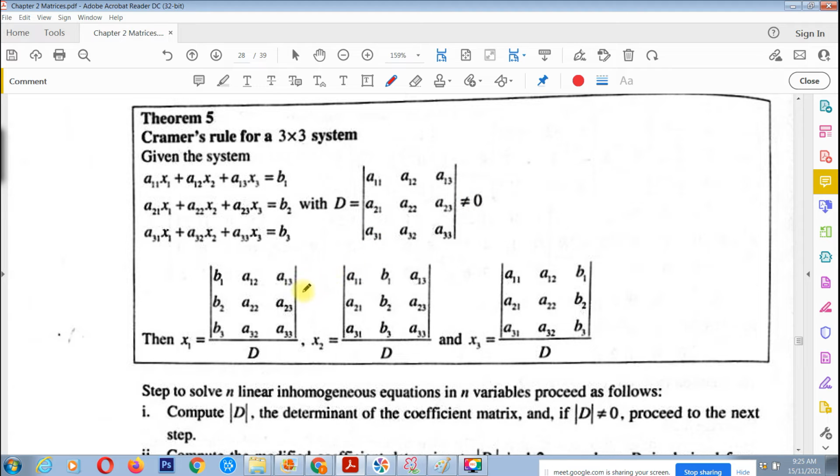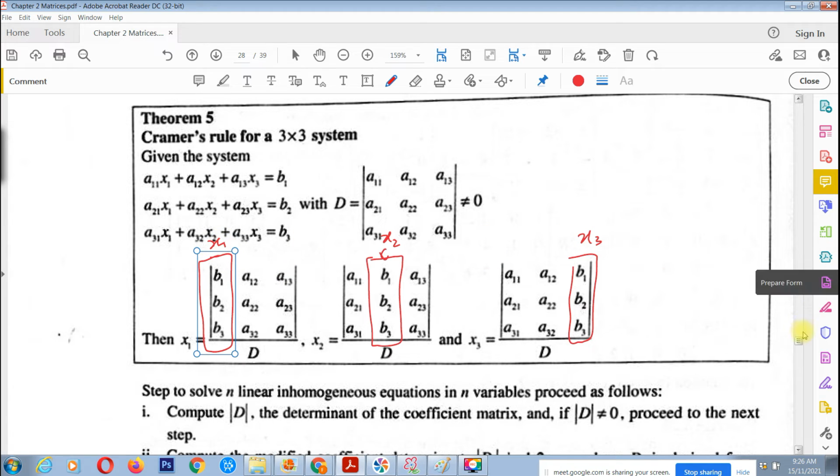If it equals 0, we cannot find the solution using Cramer's rule. If you see here, this is b1, b2, b3, because this is the column for x1, and then we replace the column for x2 here with the values of b, and then this is x3. Okay.